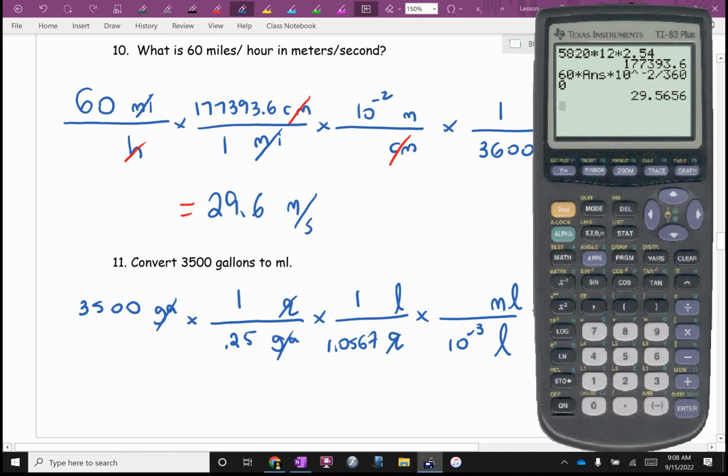What's on the top? We multiply. So I guess it's going to be 3,500 times 1 times 1 times, I guess the rest is divided by 0.25, divided by 1.0567, and divided by 10 to the negative 3. Should be a big number, because I know a gallon is much bigger than a milliliter.